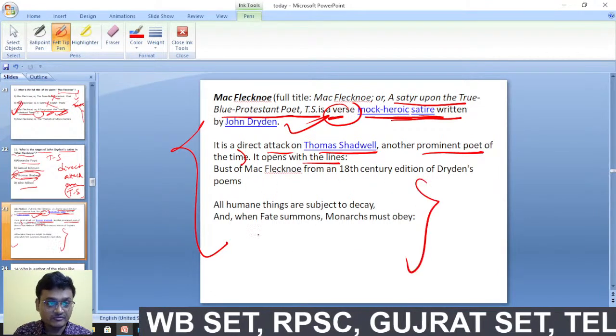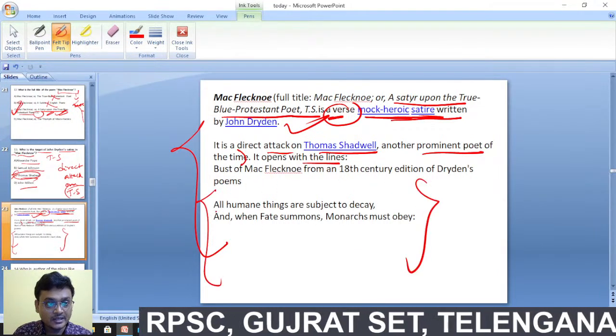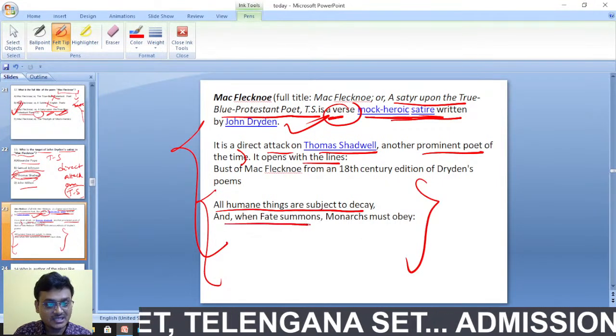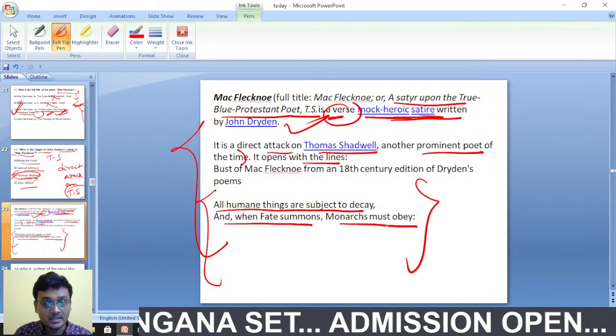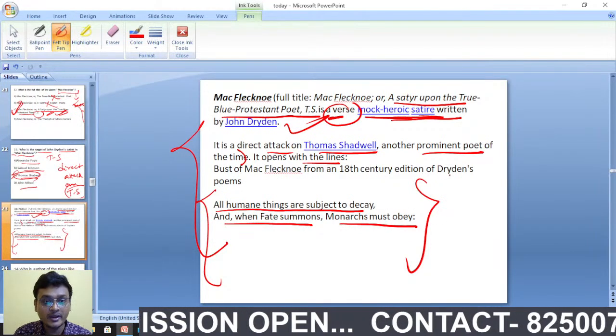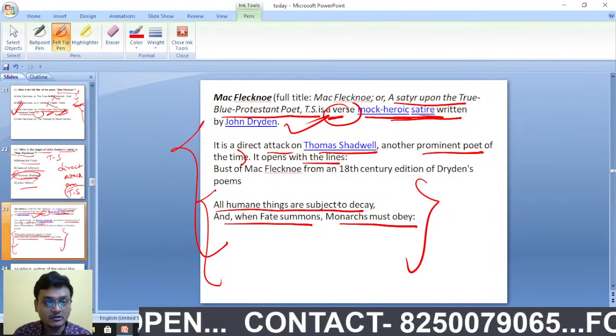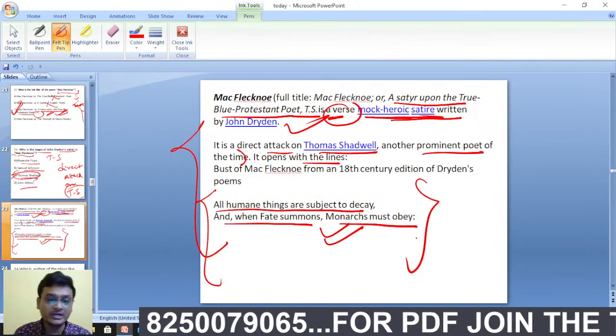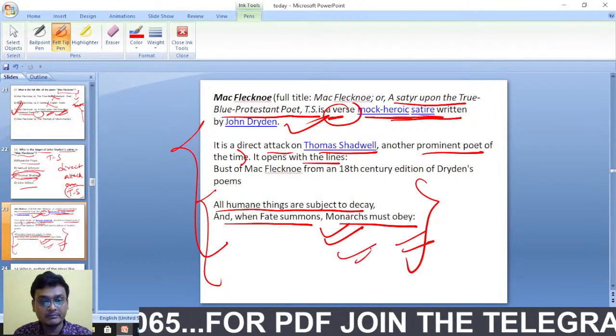Remember this, the famous opening line of Dryden's mock heroic satire Mac Flecknoe: all human things are subject to decay, and when fate summons, monarchs must obey. Okay, remember this.